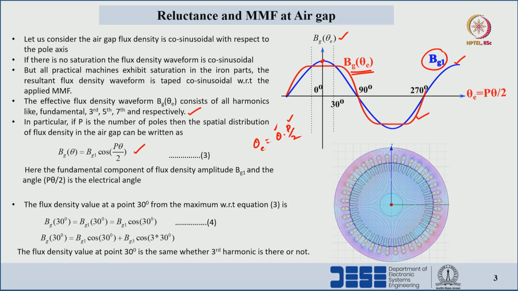Suppose I take the crossover points, this is point 1 and this is point 2, 30 degrees leading with respect to the reference axis and 30 degrees lagging with respect to the reference axis. We can see the maximum points of the flux densities. Let us consider the flux density value at 30 degrees. With respect to the Bg1 value, the flux density at 30 degrees is equal to Bg1, the peak flux density at the air gap, into cos 30 degrees.